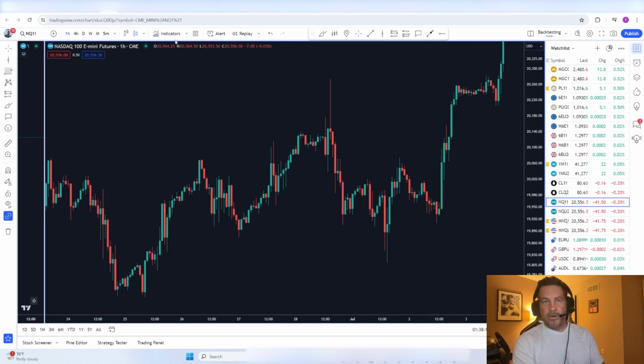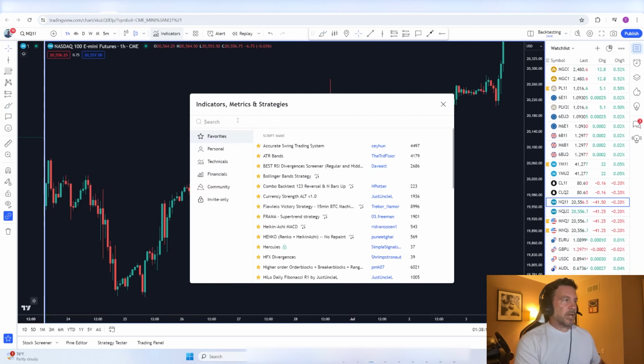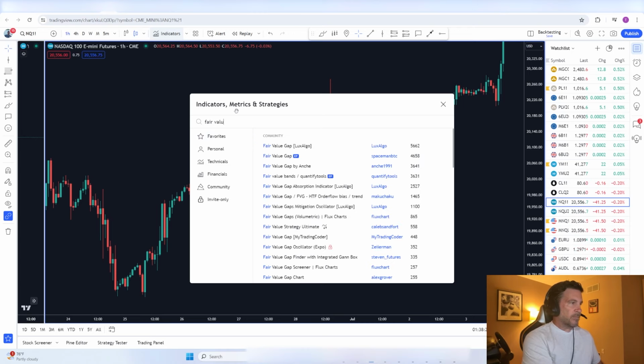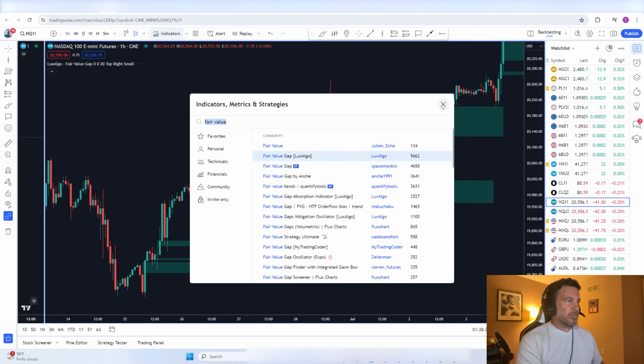So my third indicator, another one of my favorites here, is the fair value gap indicator. I'm going to search fair value gap right here by LuxAlgo. I'm going to put that on the chart.